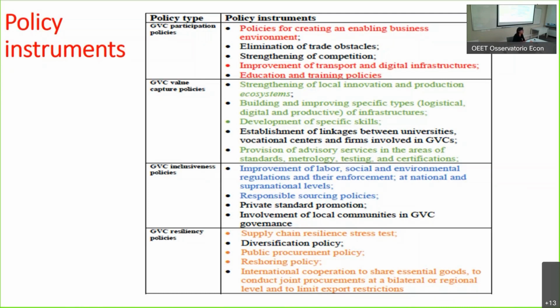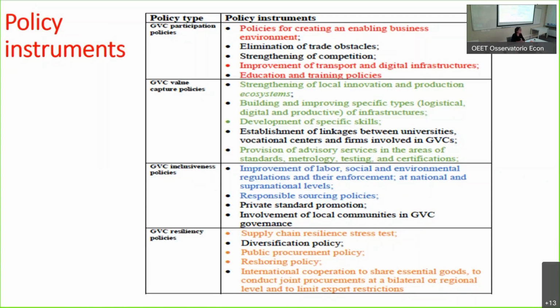So it's introducing this dimension of local community in the GVC governance issue. And finally, GVC resiliency policies. In this case, we can think about supply chain resilience, stress test, public procurement policy, reshoring policy, diversification policy.